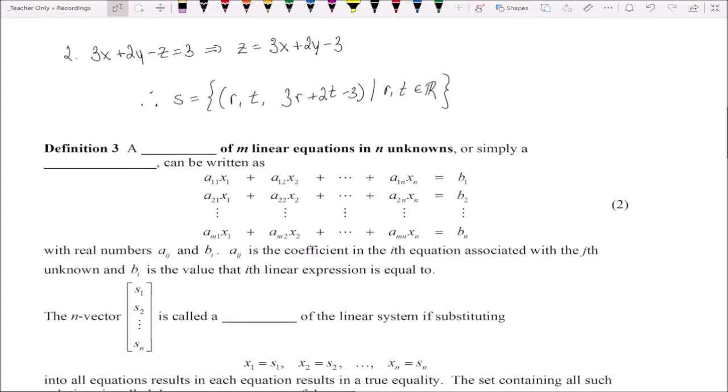A system of m linear equations in n unknowns, or simply called a linear system, can be written in this form.